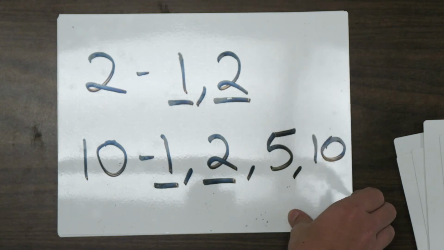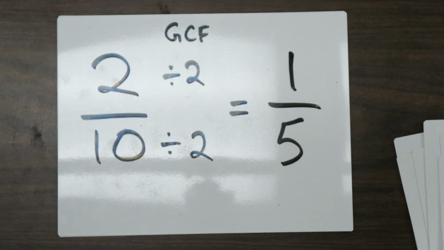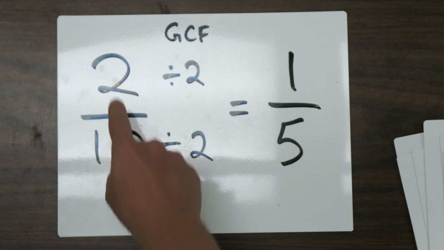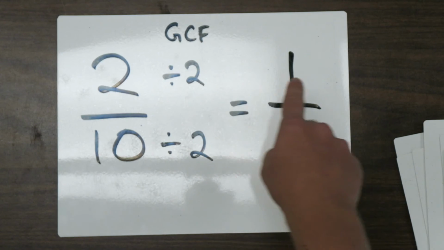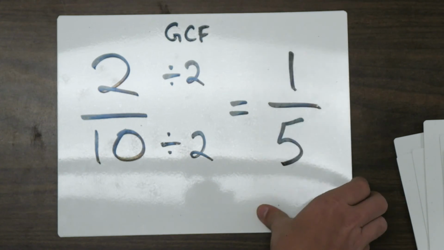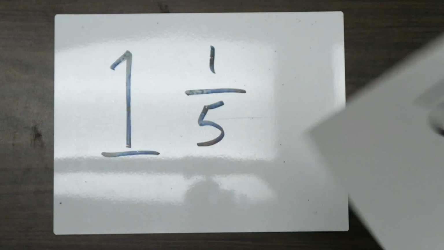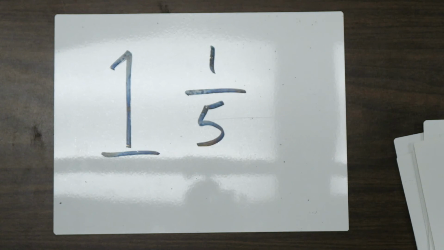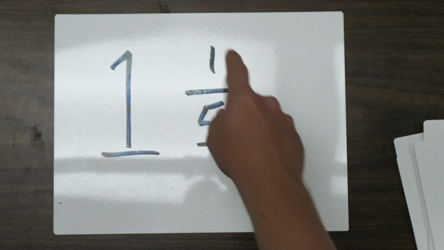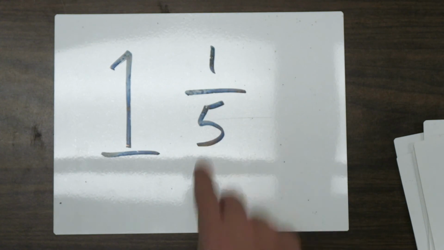So I take that greatest common factor, that GCF, and I'm going to divide it into my numerator and my denominator. And when I do that, I get 1/5. And so now I can go back to the 1 whole I had, and here is my simplified answer: 12/10 is the same thing as 1 and 1/5.